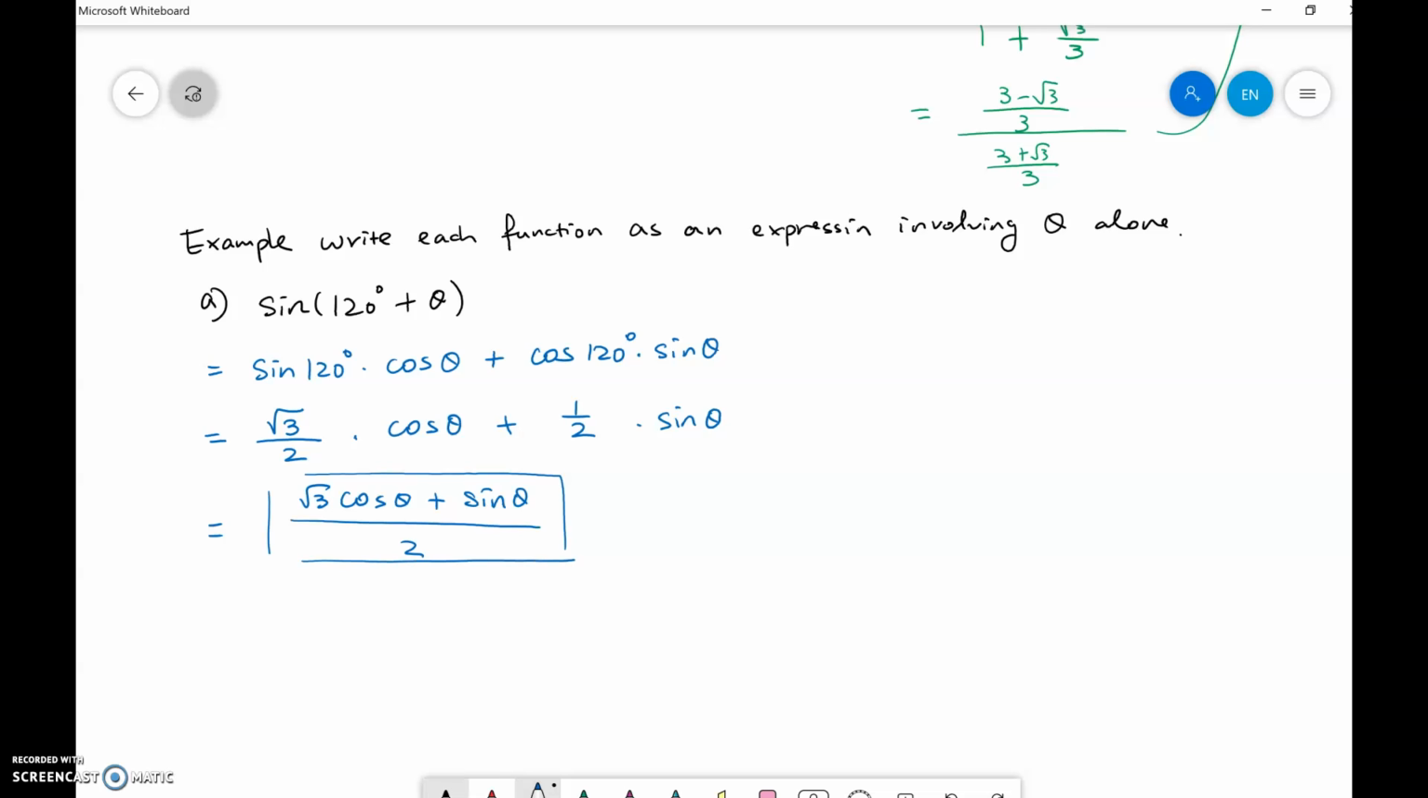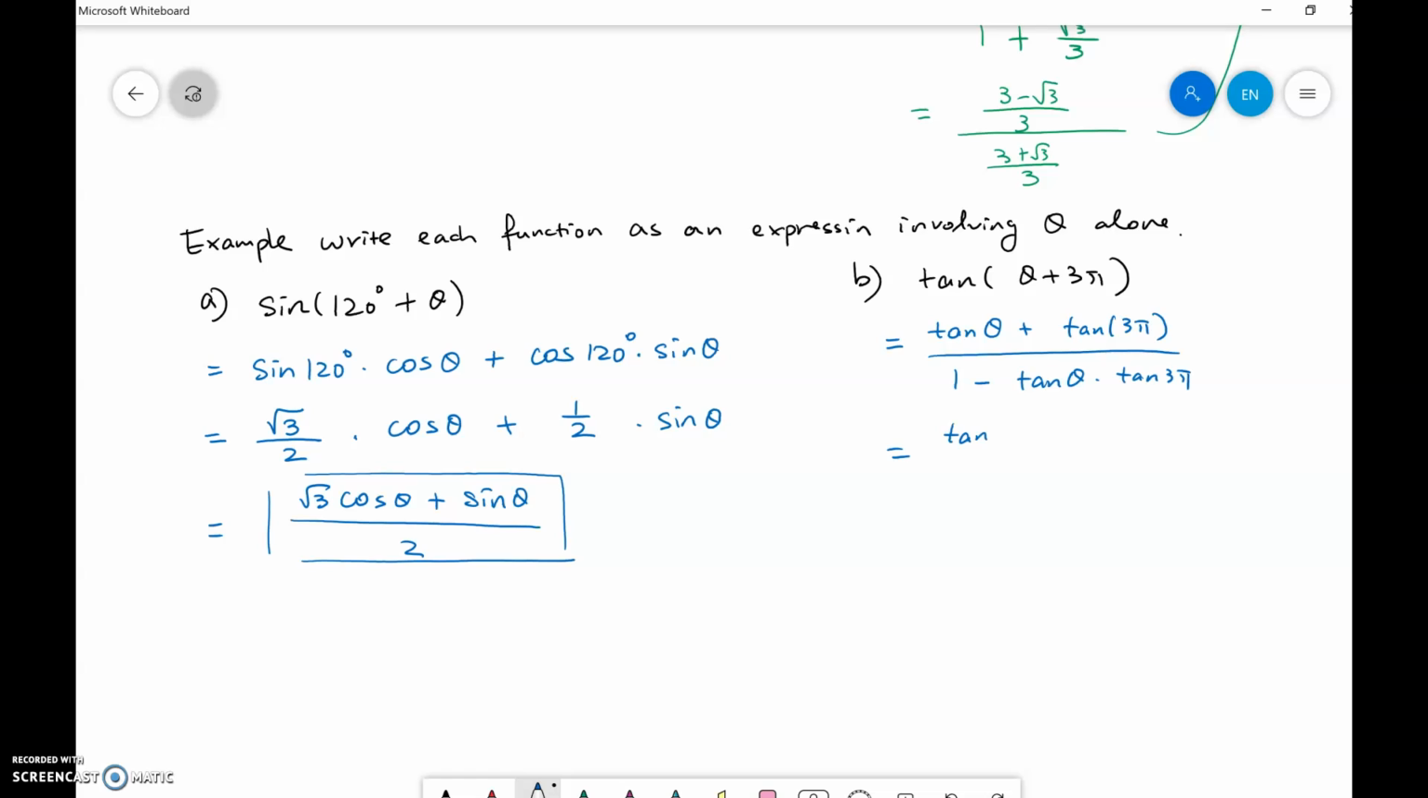so the last question we have is a tangent question. Tangent of theta plus 3 pi. We want to simplify it so we only have tangent of theta or any other form of theta, no 3 pi. So using the tangent formula to expand it, I get tangent of theta plus tangent of 3 pi over 1 minus tangent of theta times tangent of 3 pi.